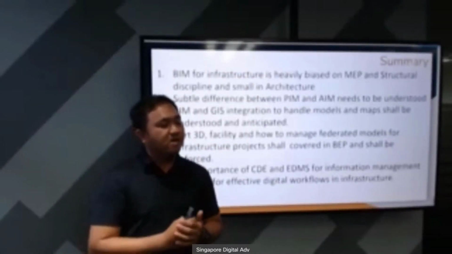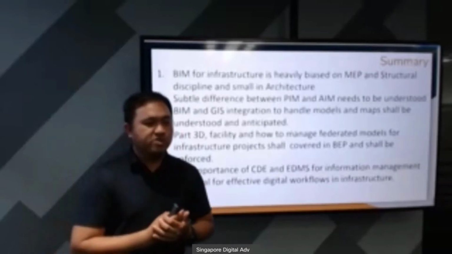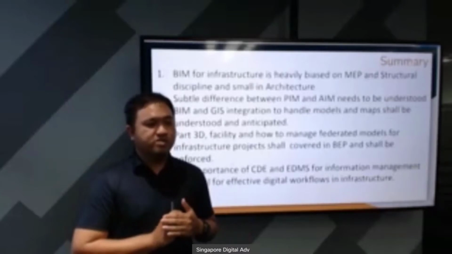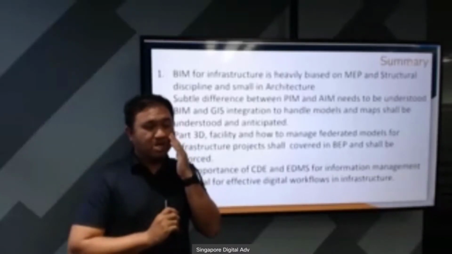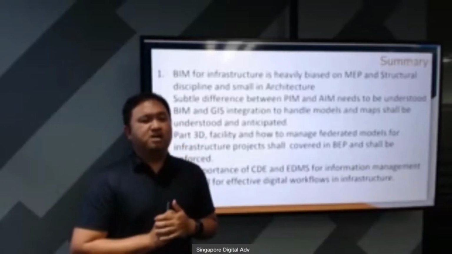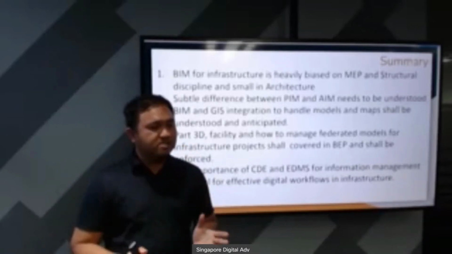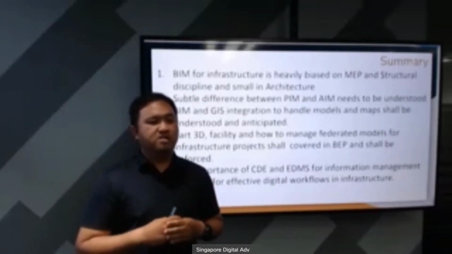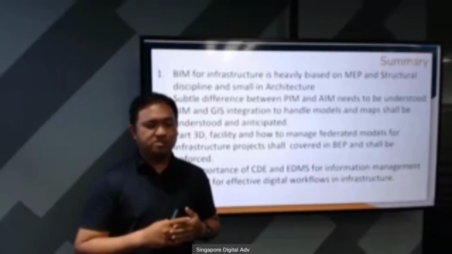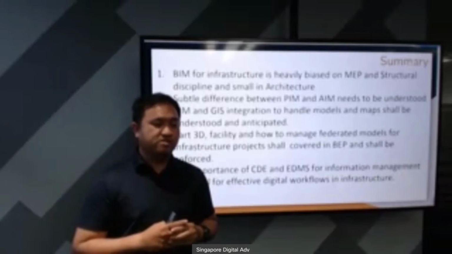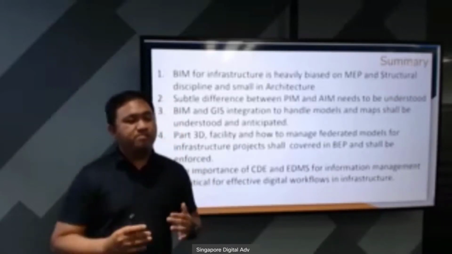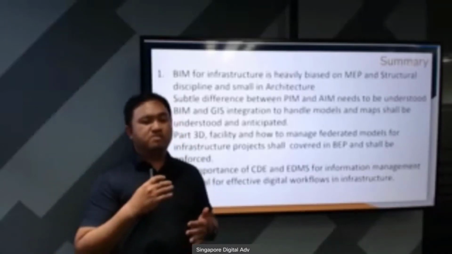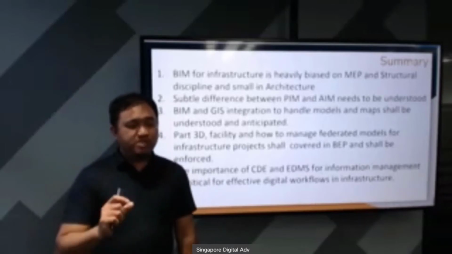So as a summary, I'm saying that BIM for infrastructure is heavily biased towards building services and structural disciplines, and very small in architecture. So the prime professionals in an infrastructure project are basically engineers. The second one is there are subtle differences between the project information model and an asset information model, and you have to carefully understand those differences. The PIM becomes the asset information model at the end, so you have to develop it nicely and with great care.